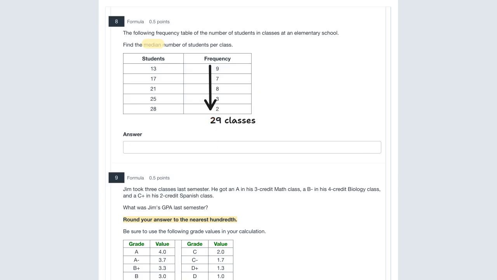And so that means if we listed out the numbers, we would list out 29 different numbers, and I can see 29 divided by 2 is going to be 14.5. So that tells me the number in the 15th position is the middle. So the middle is the 15th number.